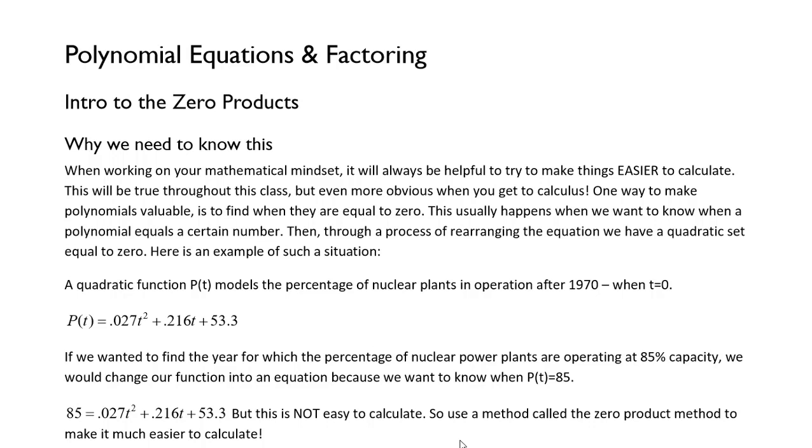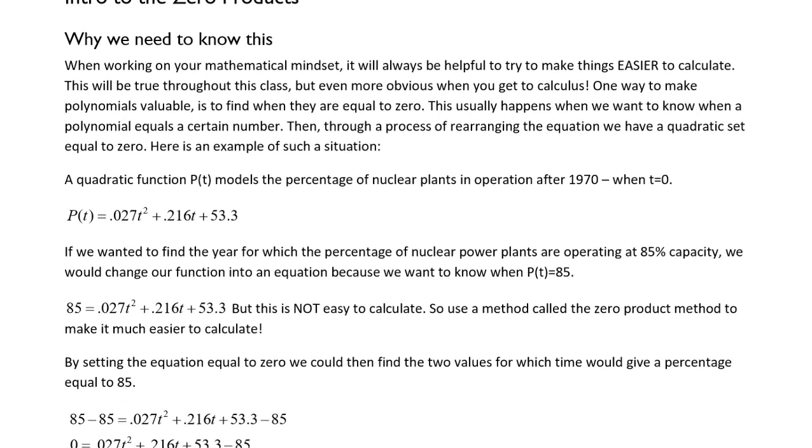of such a situation. A quadratic function p of t models the percentage of nuclear plants in operation in 1970. Now remember, this is when t equals 0. And here's this equation we have here. P of t equals 0.027t squared plus 0.216t plus 53.3. This can be derived by using regression models.